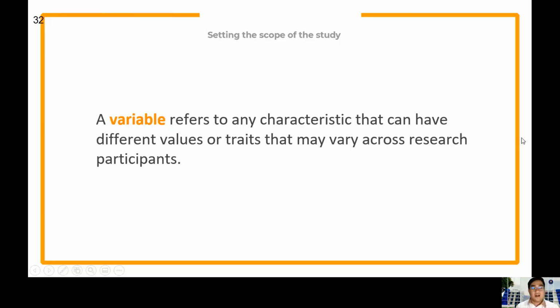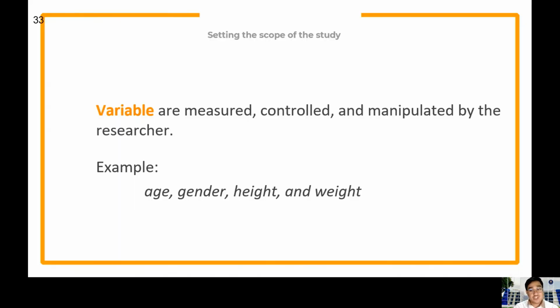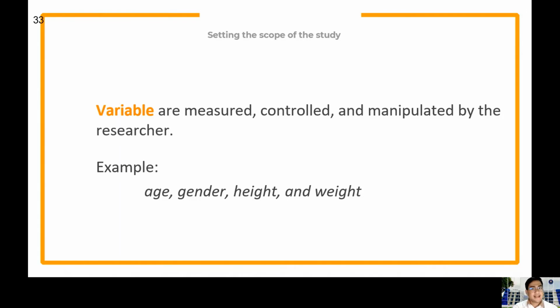So we have the definition of variable. A variable refers to any characteristic that can have different values or traits that may vary across research participants. Examples would be age, gender, height, and weight. Attributes refers to the value assigned to a specific variable. So for example, if your variable is gender, the attributes are male and female. If your variable is age, the attribute should be perhaps a specific age group or a defined age group.